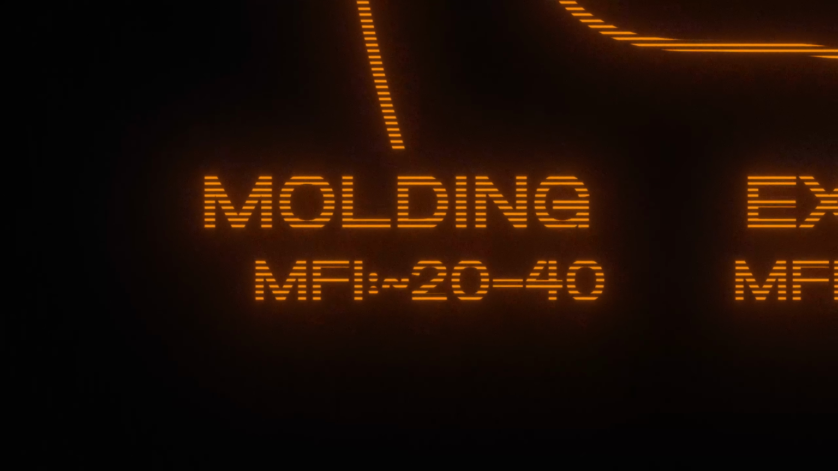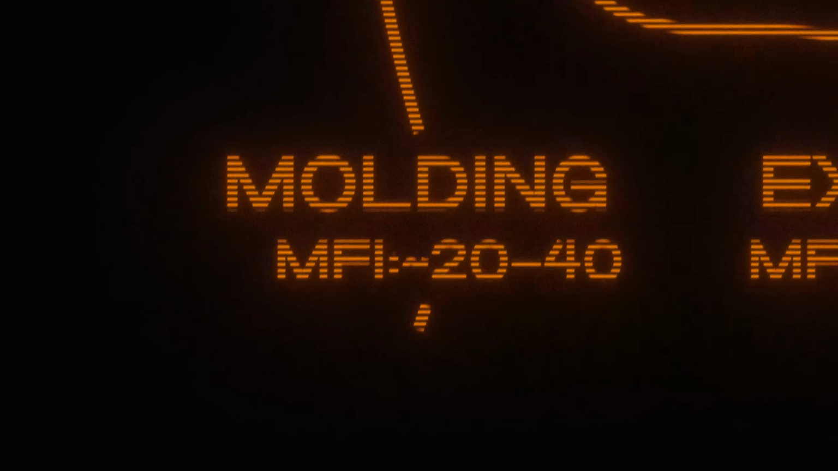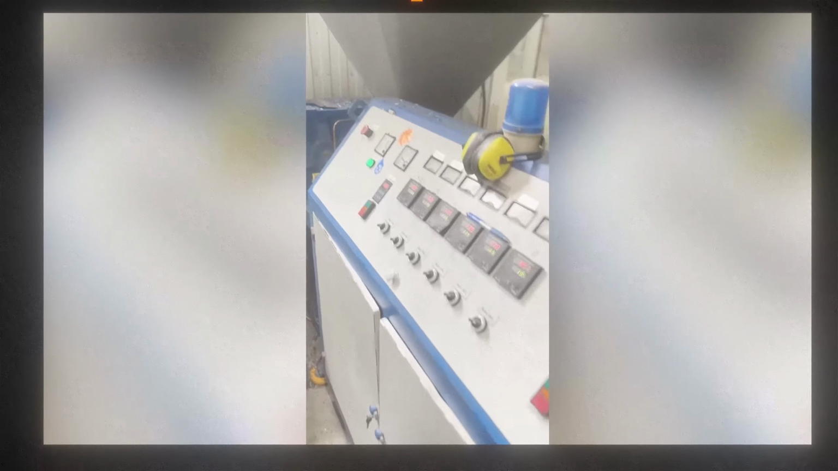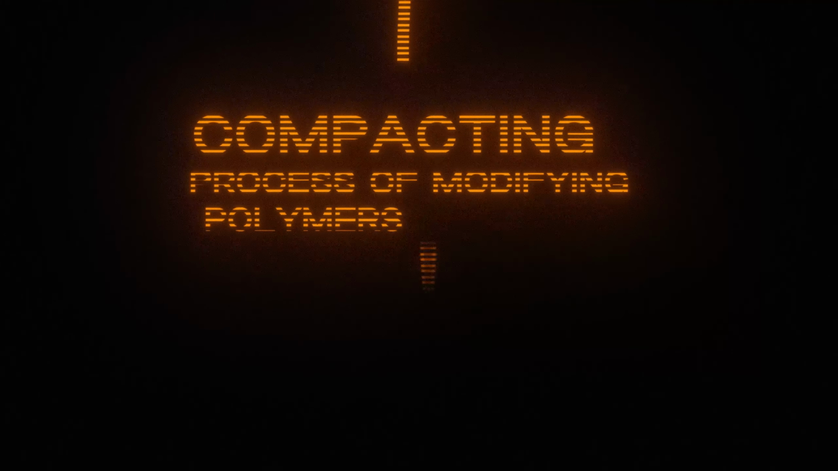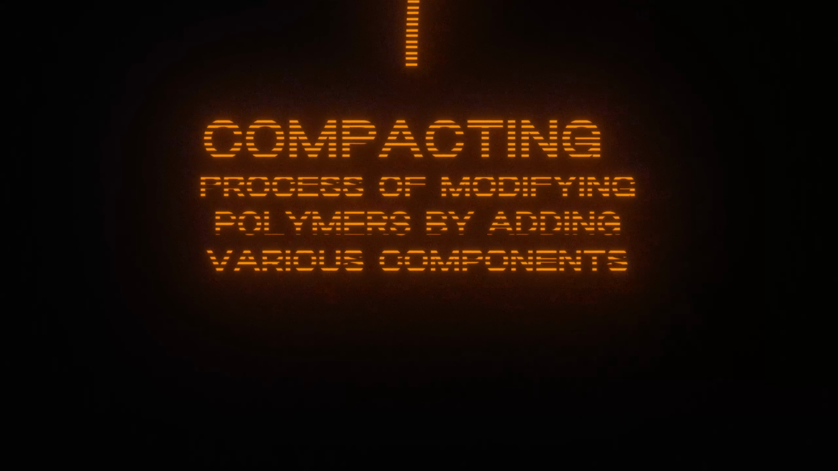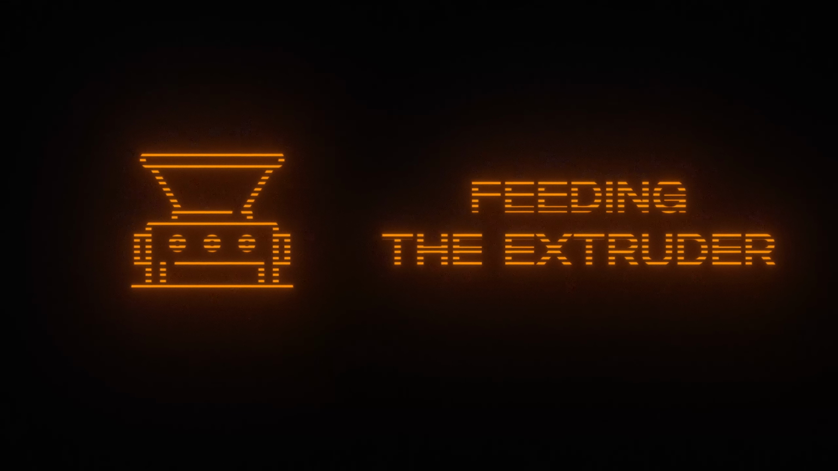Molding. Preparing pellets for molding production. Now let's look at pellets intended for molding. Before they reach the molding production stage, they undergo compounding, a process of modifying the polymer by adding various components. 1. Feeding into the mixing extruder. The raw polypropylene is loaded into the equipment where it is melted.